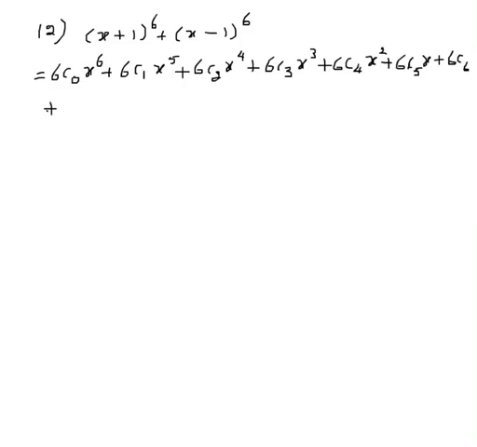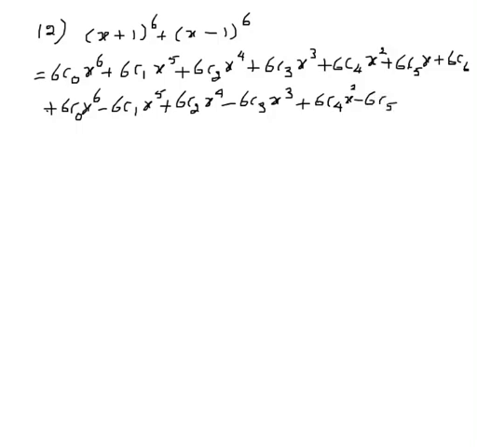plus the second expansion, alternate positive and negative signs. 6c0 x raised to 6 minus 6c1 x raised to 5 plus 6c2 x raised to 4 minus 6c3 x cube plus 6c4 x square minus 6c5 x and plus 6c6. Cancel positive and negative terms.